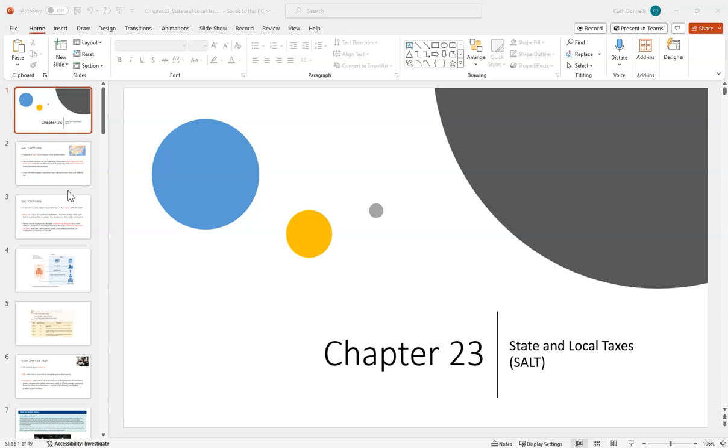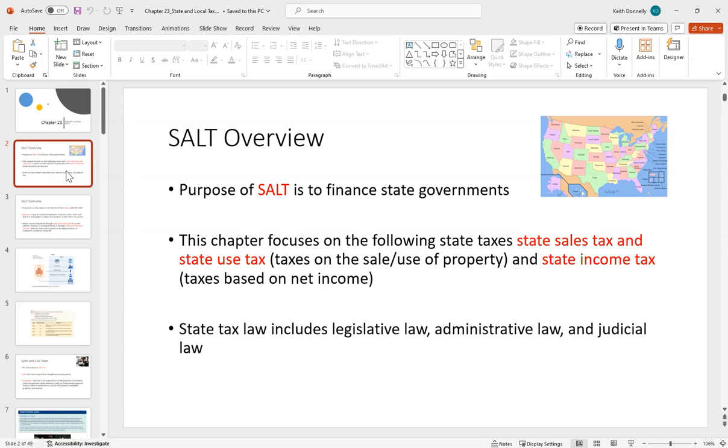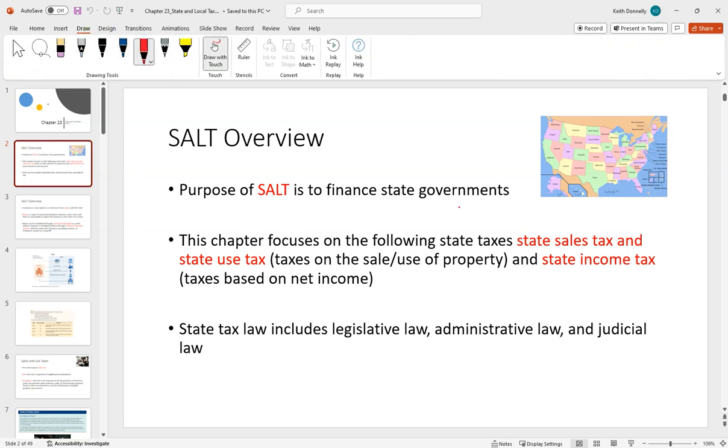A SALT group may do something like a nexus study, right? So obviously, the purpose of state and local tax: each state is its own sort of sovereign entity. They have their own state tax laws, with the same process of legislative, judicial, and administrative functions. In this chapter, what we're looking at is state sales tax, use tax, and then income tax. And most of it is going to be focused on income tax. So we're going to briefly touch on sales and use tax and then go to income tax.